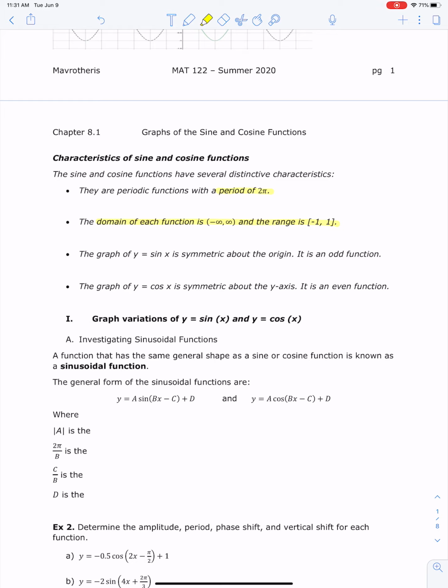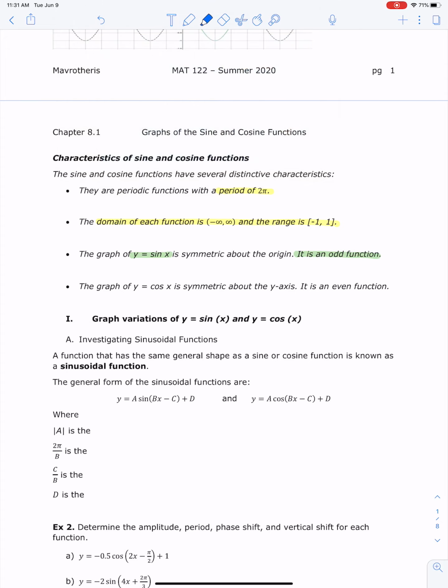Okay, we can take a look at that sine graph. It's symmetric about the origin, which means if you take that page 1 and rotate it 180 degrees so it's upside down, the function will look exactly the same. That makes sine an odd function, and we talked about that in the last section too.